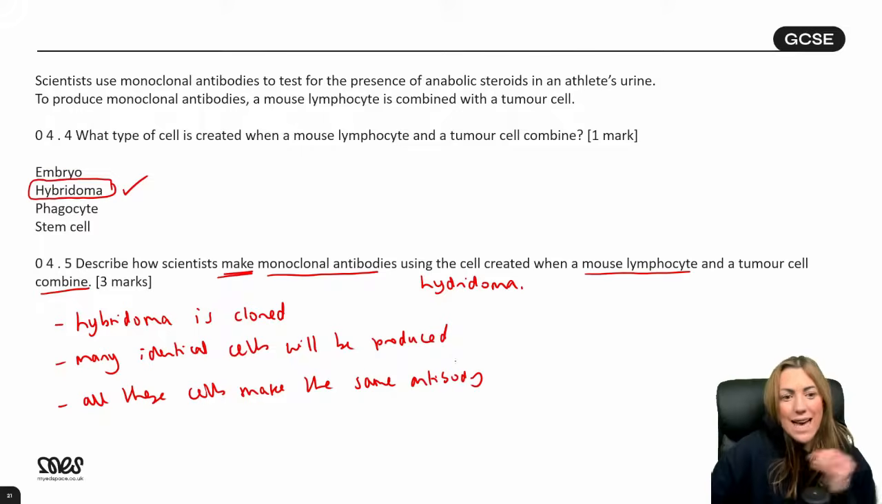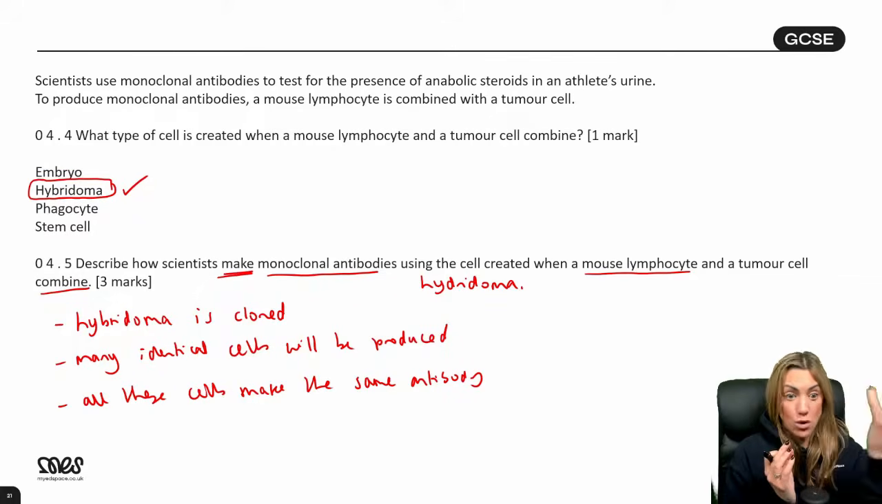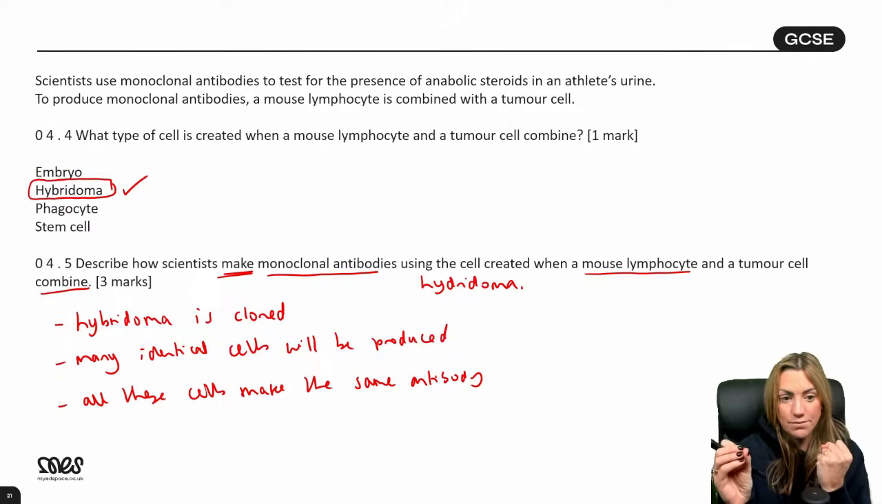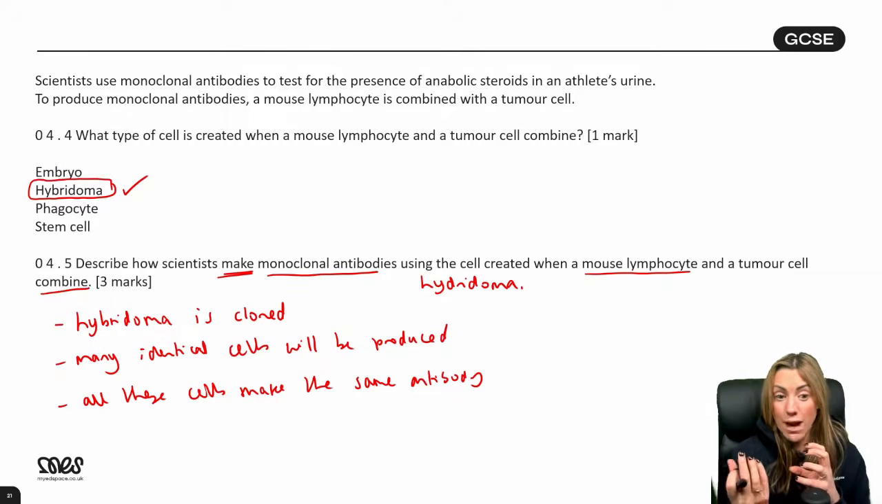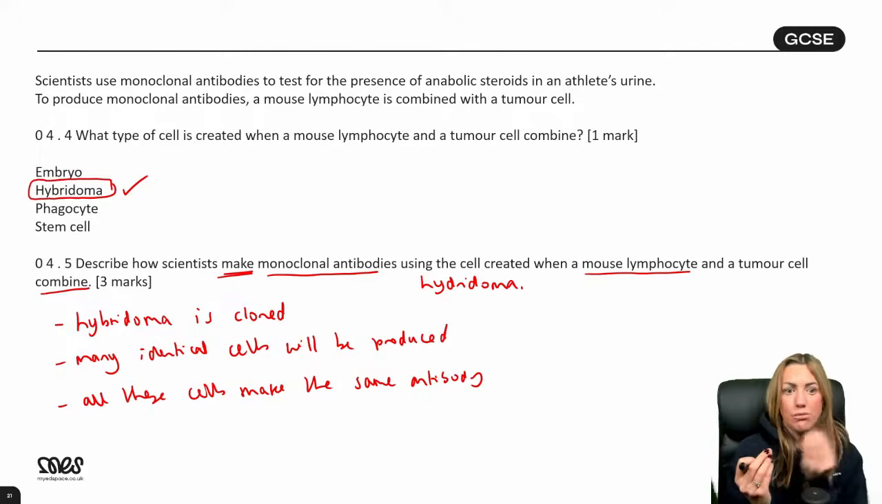or the specific antibody that in this case will be complementary to the anabolic steroid, because they all came from the same hybridomas. Yeah, we took one specific lymphocyte which was creating the right antibody. We fused it with a tumour cell that divides rapidly. So we've now got a hybridoma that has both of those properties. It can divide rapidly, it can clone itself rapidly, and it will have the characteristics of the lymphocyte, so it will be able to produce the specific antibody that we need.